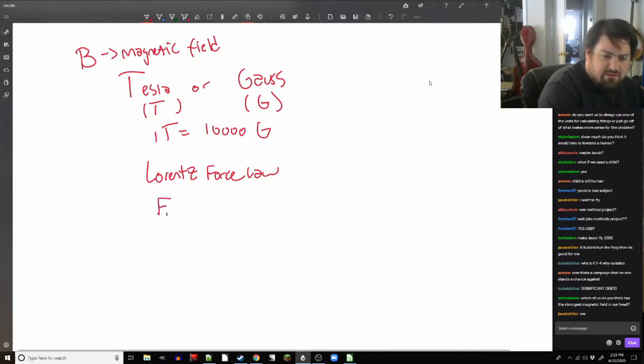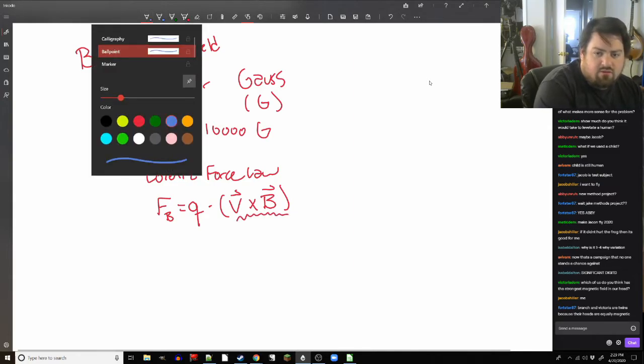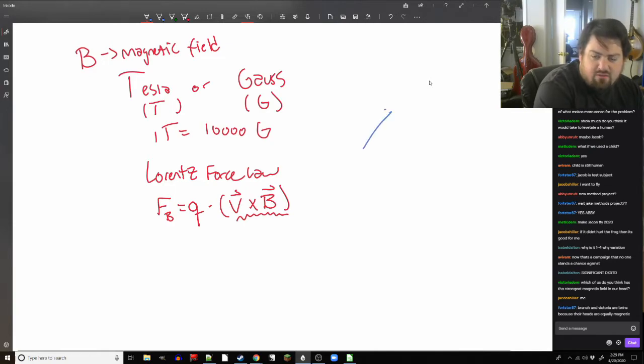The magnetic force, and I'm using a B for magnetism again, is the magnetic force on a charge moving through a magnetic field. It's the charge times the velocity of that charge, which is a vector, times the magnetic field. And here's the really interesting thing about this. So my question to you is, say my V looks like that and my B looks like that. How do I multiply directions?